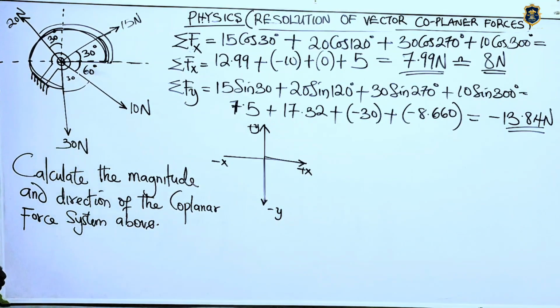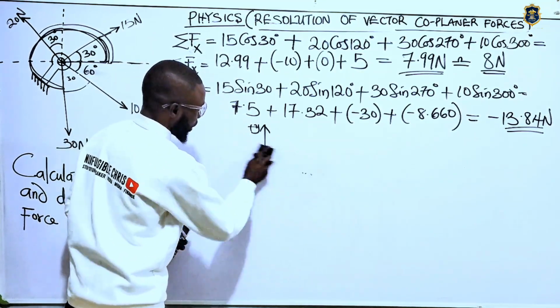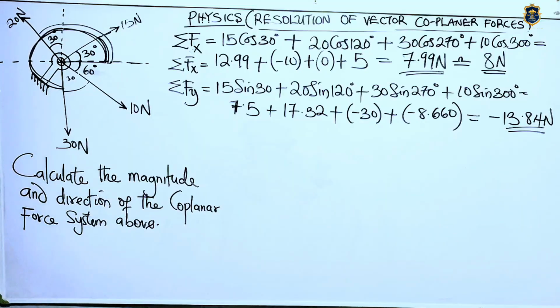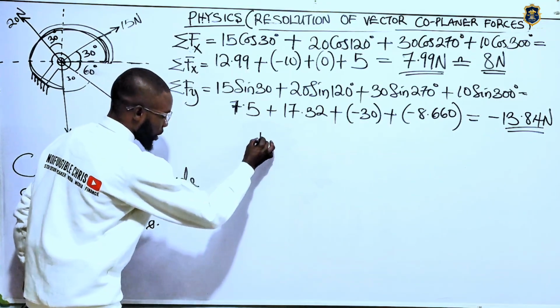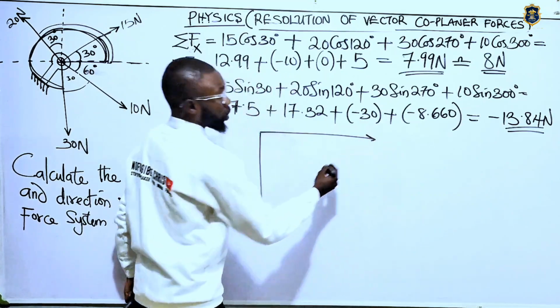So whenever we're having minus, be careful to know how to draw your diagram, right? So in drawing that, we're going to have it like this. The y-axis is going to come down, and the x-axis is going to go this way, but they're going to be the same thing.